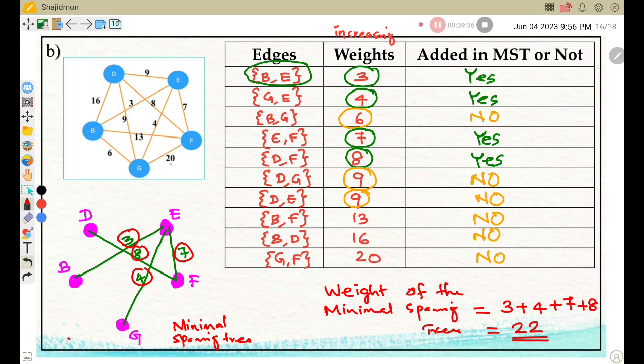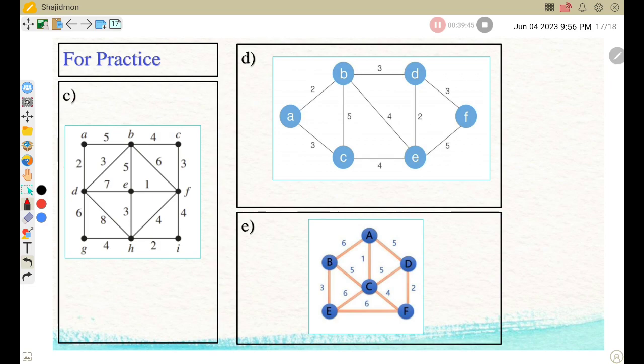So we got the spanning tree and minimal spanning tree by using Kruskal's algorithm. Hope you understood this question. It is easy to practice. You have some questions here for practice. Some graphs are given, you can check what answer you are getting.